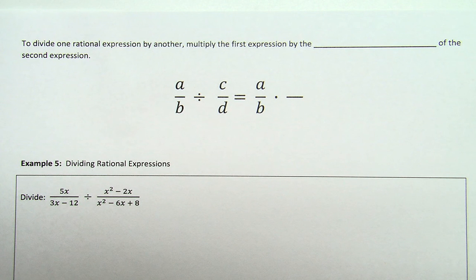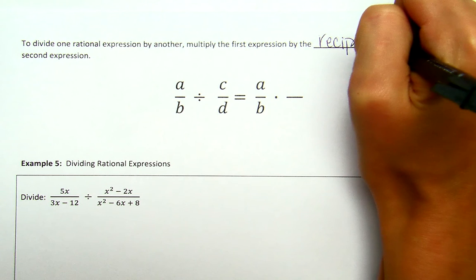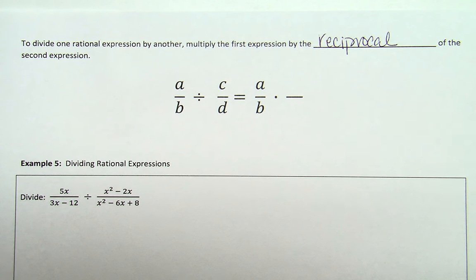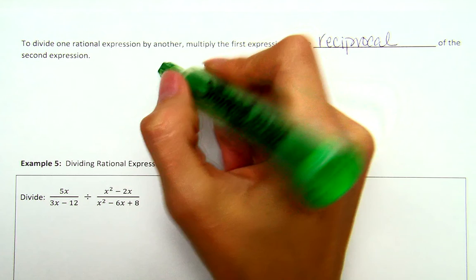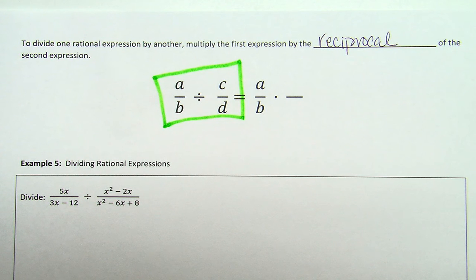So moving on to dividing rational expressions. To divide one rational expression by another, we first need to multiply the first expression by the reciprocal of the second expression. So starting out, let's say you have A over B divided by C over D.